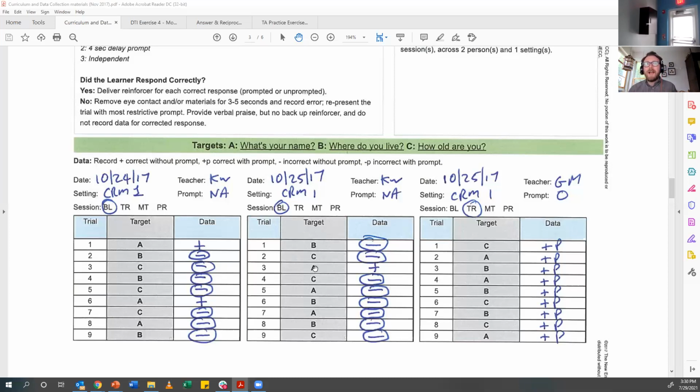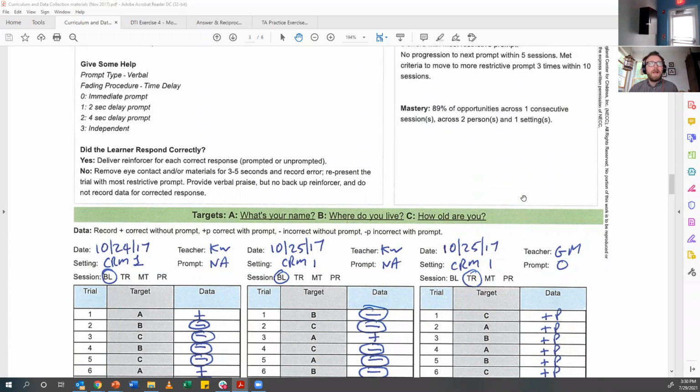That's our first teaching session on the right-hand side, the right-hand data block, okay? We've circled training. We are teaching him to respond correctly to these 3 questions, okay? This session was implemented on October 25th. The teacher this time was GM, okay? Different teacher implementing this teaching session, and this teacher is starting at prompting step 0.